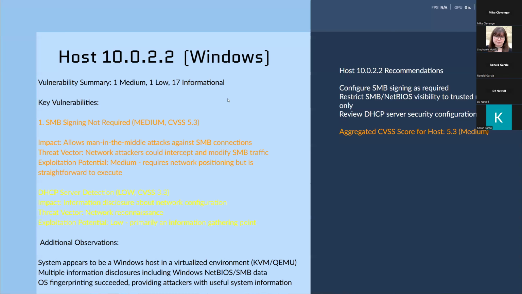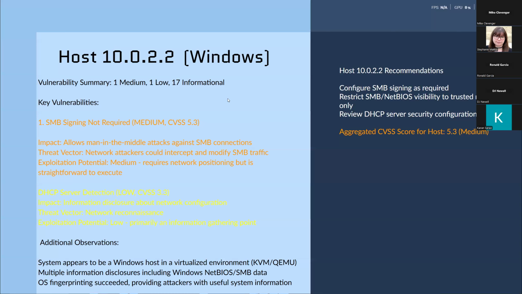10022, 10023, and 10024 all have the SMB signing not required vulnerability, so I wanted to lump those together for time's sake. That is a medium vulnerability with a CVSS score of 5.3. The impact is that it allows man-in-the-middle attacks. Network attackers could intercept and modify the SMB traffic, and this requires just a medium level of alert. It's not critical, but it still needs to be addressed as soon as possible.